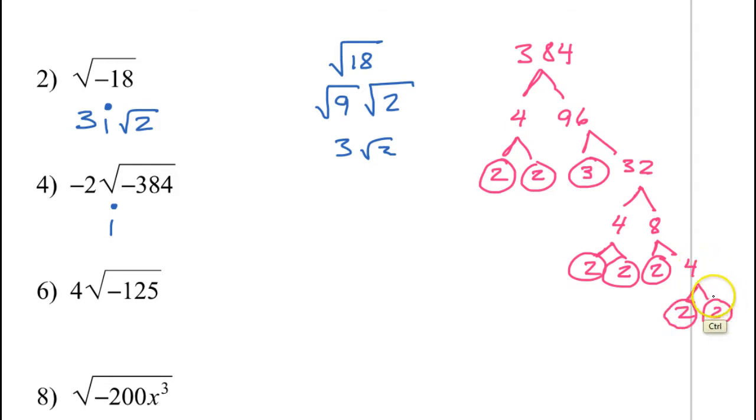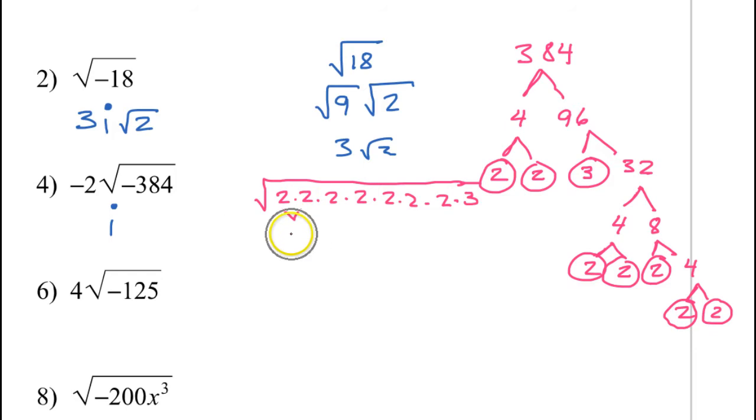How many 2's do I have? Let's see, I've got 1, 2, 3, 4, 5, 6, 7 2's. So 384 is the same thing as, okay, 7 2's. So 2 times 2 times 2 times 2 times 2 times 2 times 2. And then we have an extra 3 in there. So that's times 3. Alright, every pair is going to become a 2 that's outside the radical.